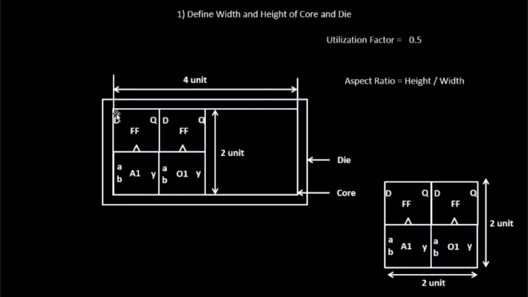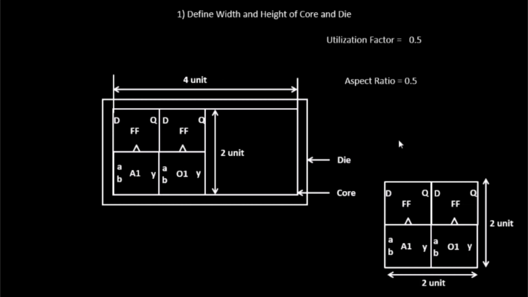Similarly, if we calculate the aspect ratio for this dimension, it will be 2 by 4. So this is 2 divided by 4, which is again 0.5. You must have heard these terms, aspect ratio and utilization factor, while building a chip or while doing floor planning. So this is what it actually means, and this is how it comes from.